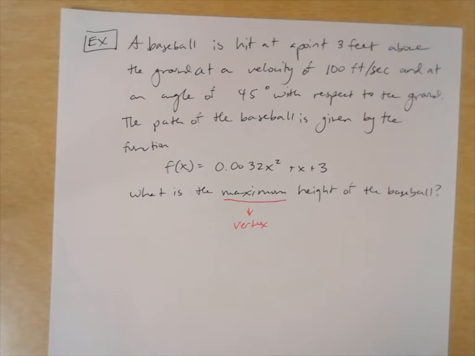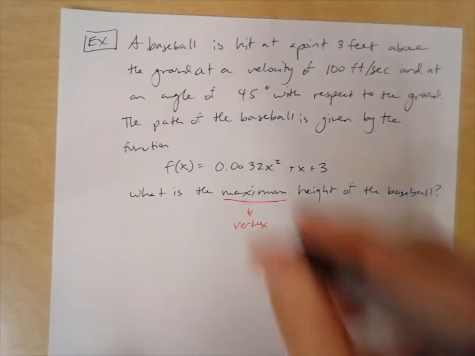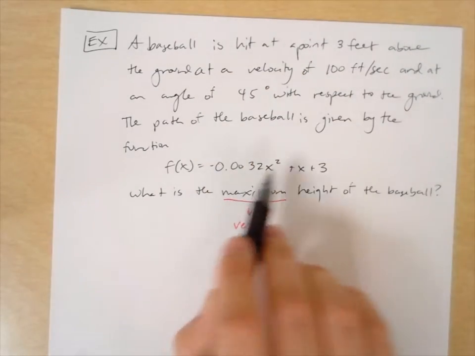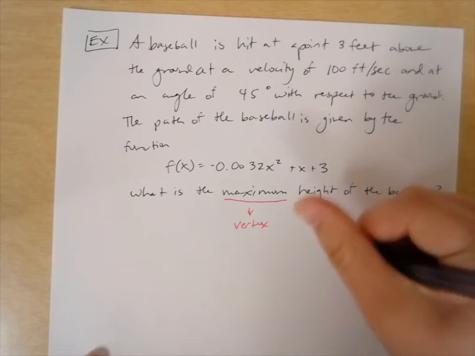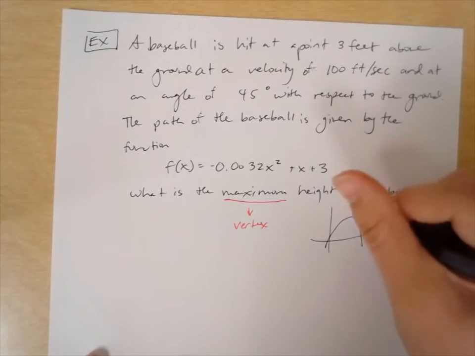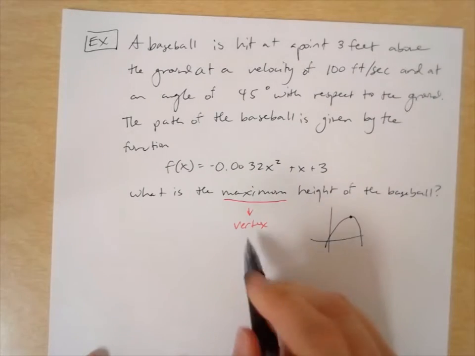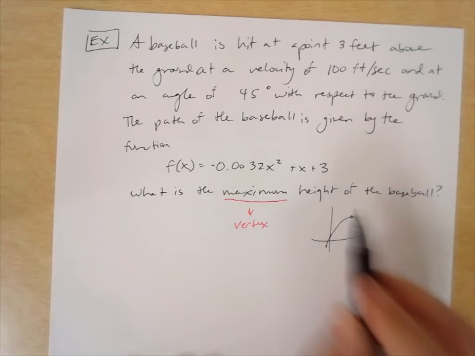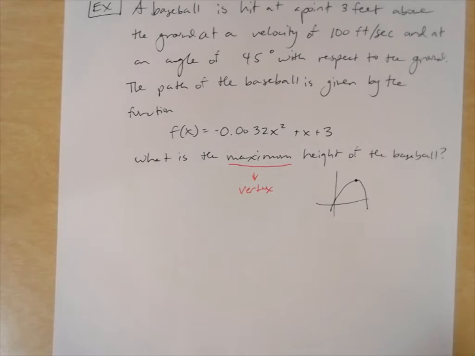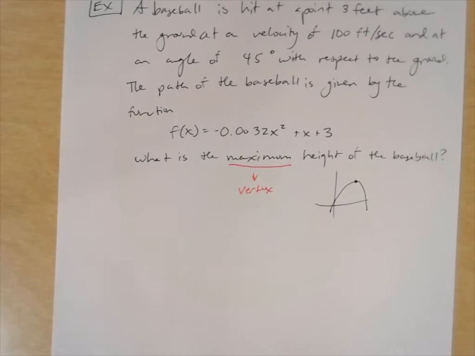Did I copy that down correctly? That's what I did. Okay. Pardon me. This is a negative number out front, which means it opens down. So we know that the general shape of this thing is going to be going downward, which means that when we find the vertex, we are going to be finding the maximum height of that baseball. And we already know everything we need to know in order to find the vertex.